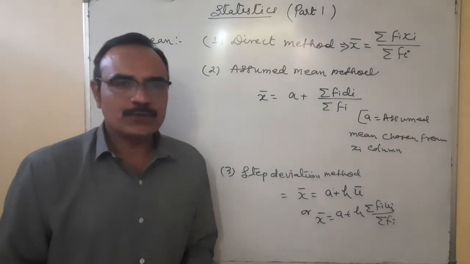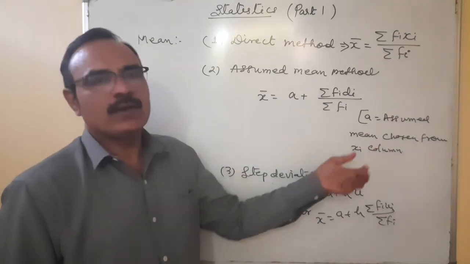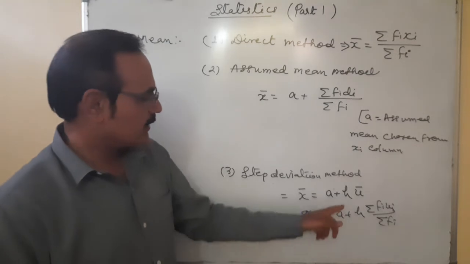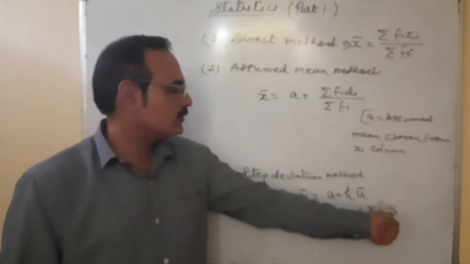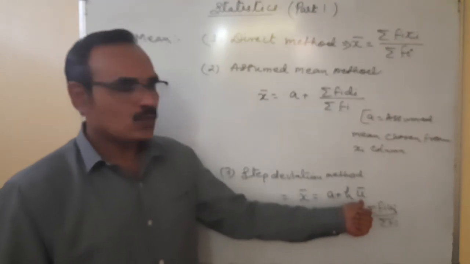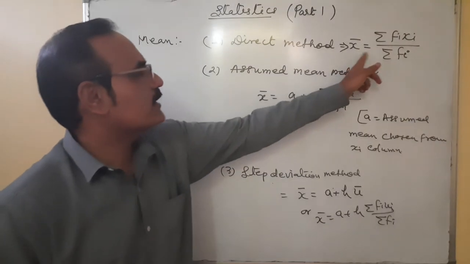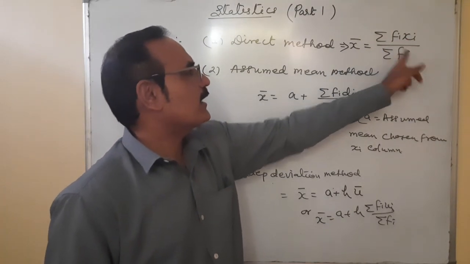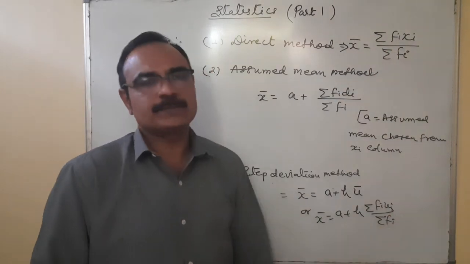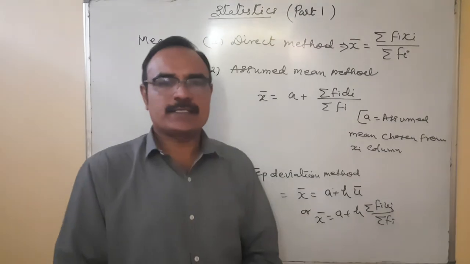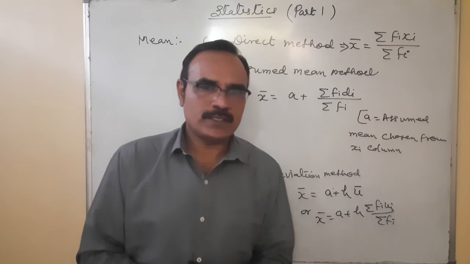Here some new terms you are observing: a is the assumed mean, which is to be chosen from the xi column. In the question I will tell you what it is. h is the class width, u bar is equal to sigma fi ui upon sigma fi, like in the first term x bar is equal to sigma fi xi upon sigma fi, and ui is equal to xi minus a upon h. d is the deviation, xi is the class mark. Okay, these are the terms.